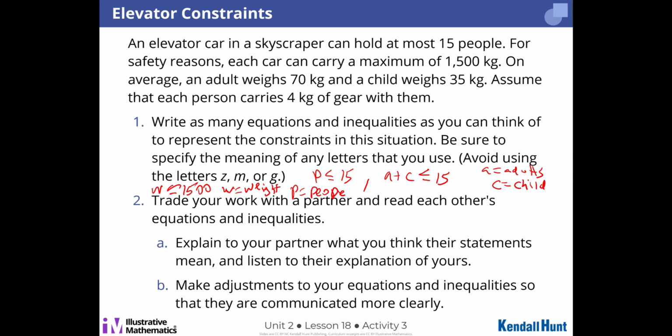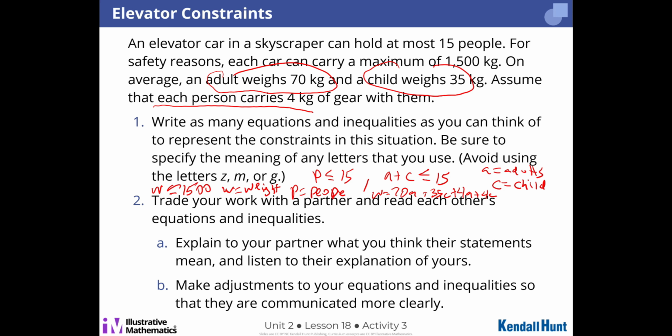And one more, we could say W equals 70A plus 35C plus 4A plus 4C. So the 70A represents adult weight, the 35C represents the child's weight. That's where we're getting this from. And then each person carries 4 kilograms of gear. So that represents the weight of all the people.